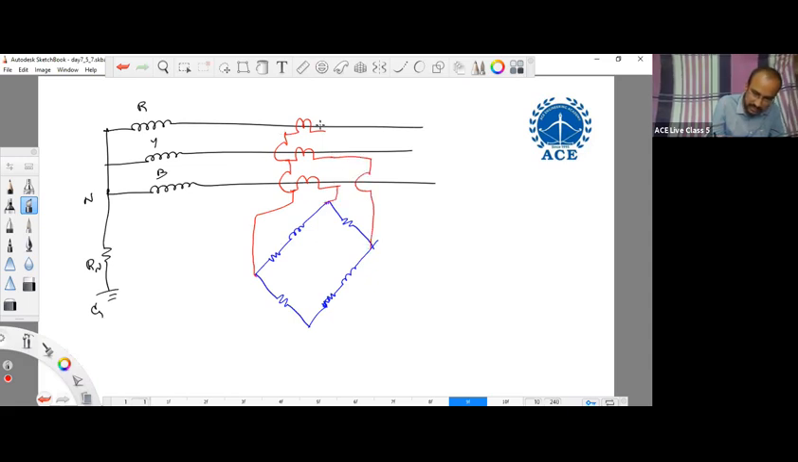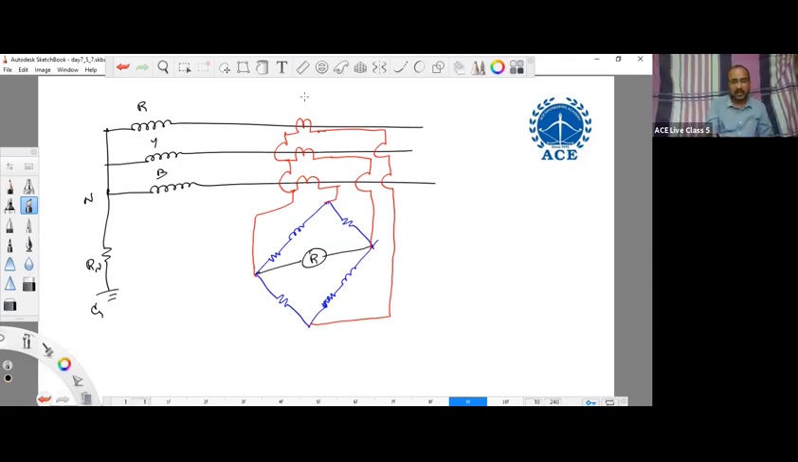During normal condition, the bridge is tuned to be in a balanced state, and the relay coil is connected in the middle. This is the relay coil which is connected in the middle. During normal condition the bridge is balanced, so the relay will not operate. Instead of a detector, what will you use here? Instead of a detector, we will be using the relay coil. So the relay will not operate during normal condition because the bridge is balanced.